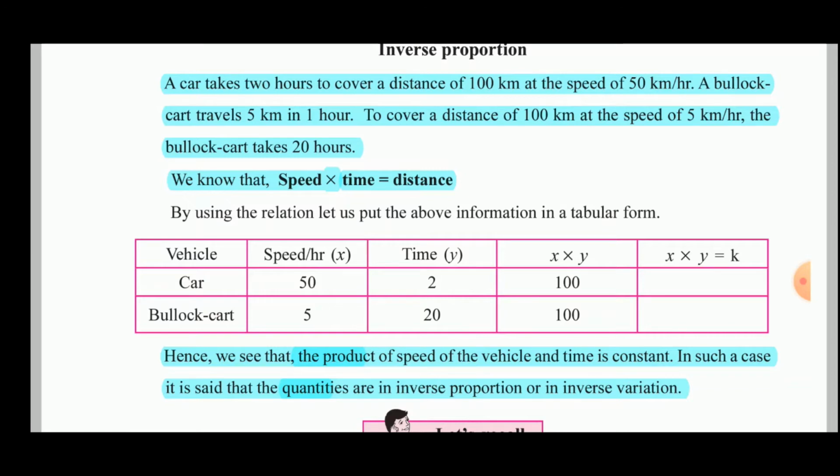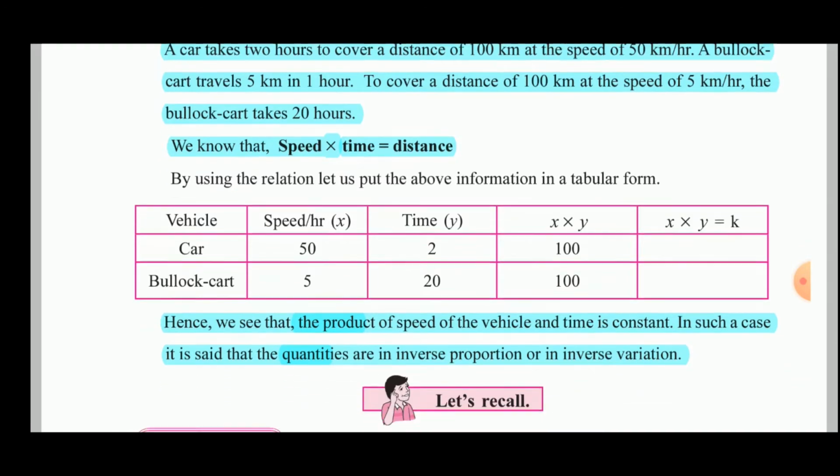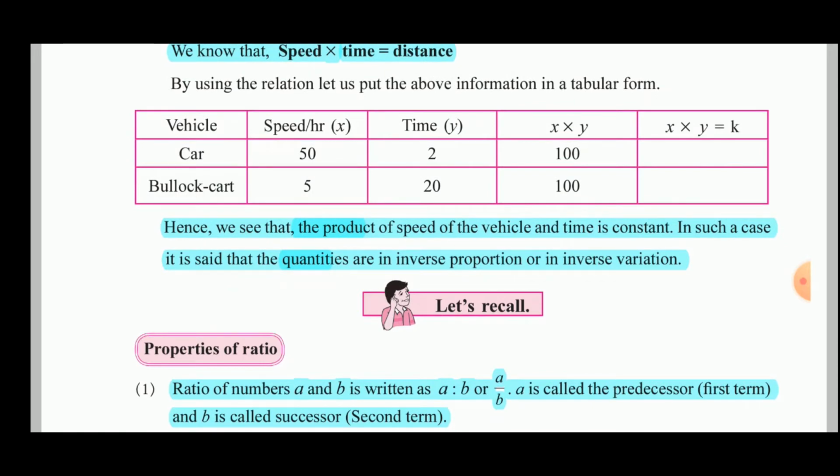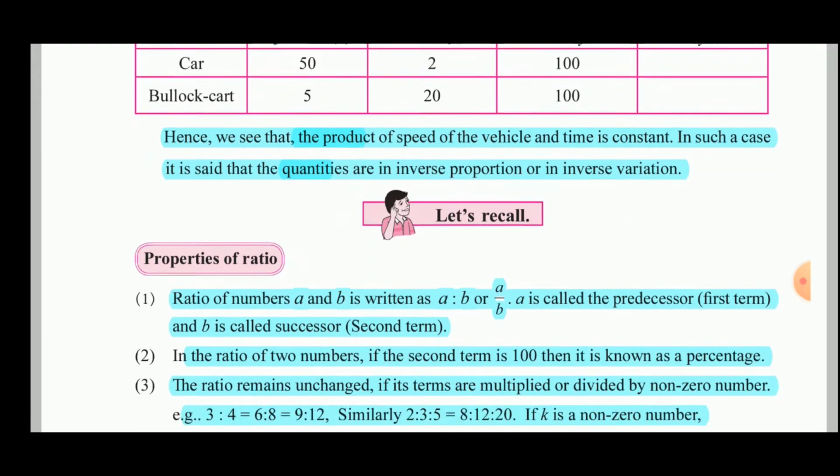So 50 into 10 is 100. Bullock cart speed is 5 km per hour. Then time taken is 20. So 5 into 20 is also equal to 100. So the product of the two quantities is 100. Thus we see that the product of the speed of the vehicle and the time is constant. In such a case, it is said that the quantities are in inverse proportion or in inverse variation.